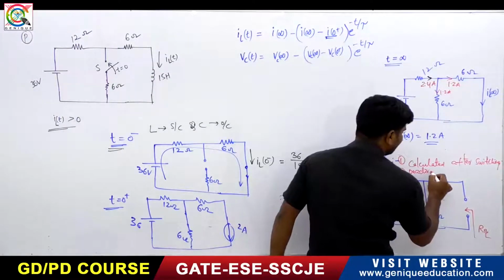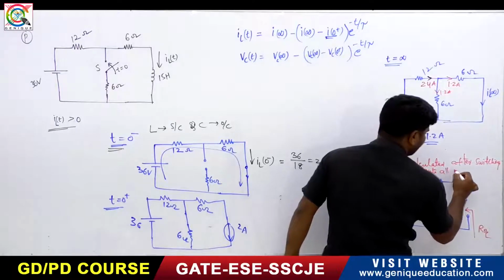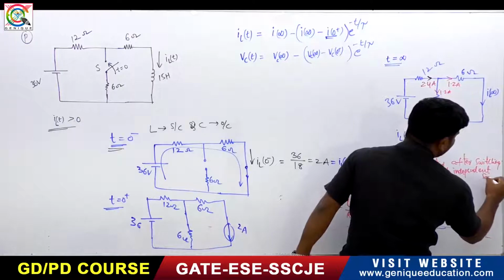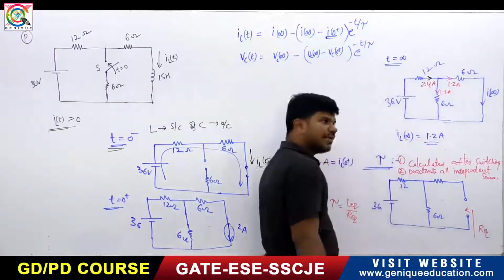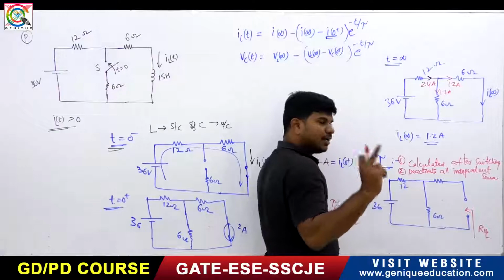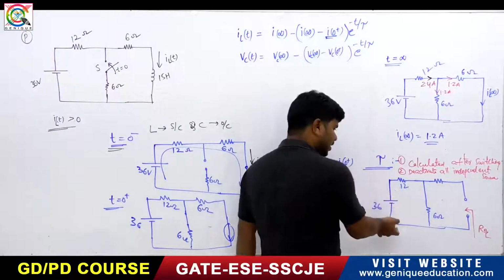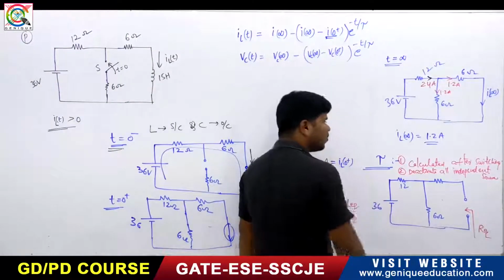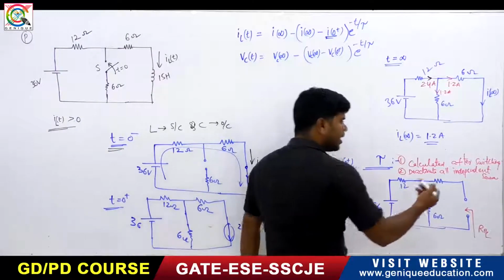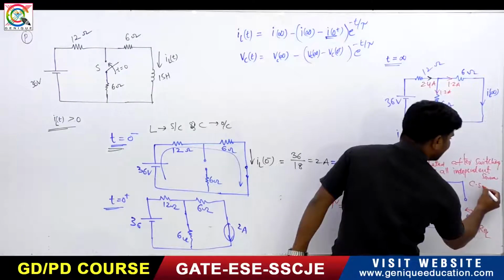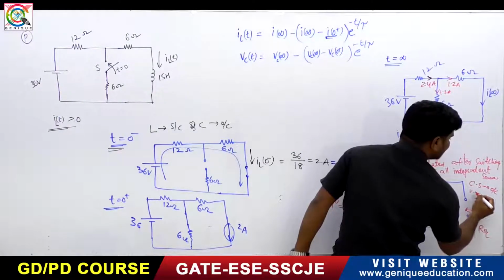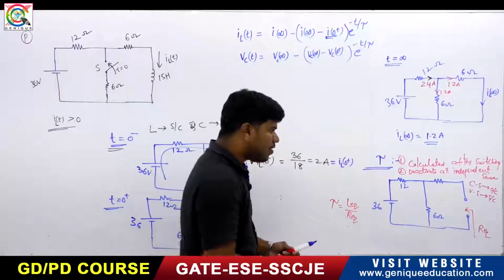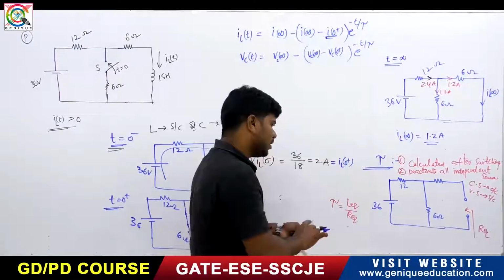Deactivate all independent sources. You know how to deactivate all independent sources. How to deactivate all independent sources? The current source is open circuited and the voltage source is short circuited. Okay, the current source is open circuited and voltage source is short circuited. This is the thing. Okay, so while finding the R equivalent, we have to deactivate this.